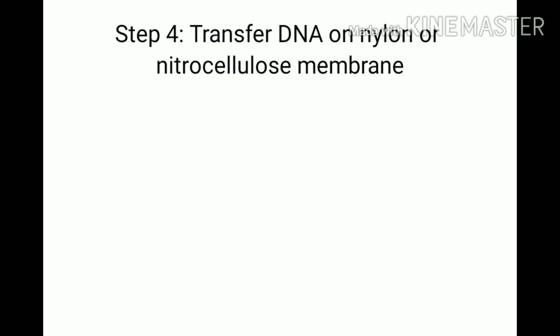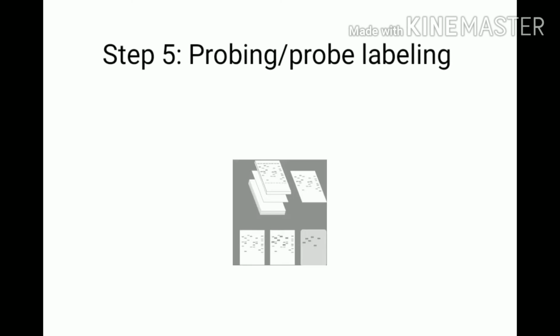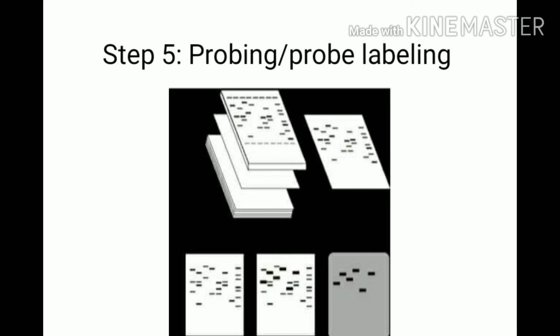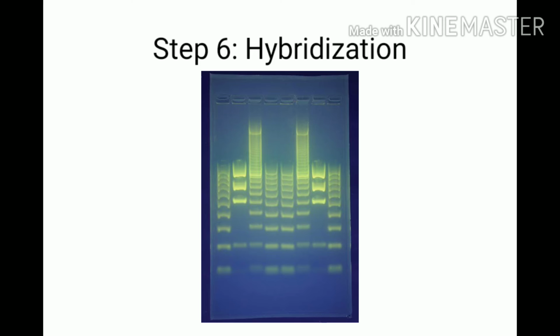Step 4. Transfer DNA onto a nylon or nitrocellulose membrane. DNA fragments are transferred to a nylon sheet by placing it on the gel and soaking it overnight, by the process called Southern blot. Step 5. Probe labeling. Adding radioactive or colored probes to the nylon sheet, which are complementary to target sequences. Step 6. Hybridization. The labeled probe DNA should be hybridized with a complementary sequence located on the nylon membrane for detection of position later.